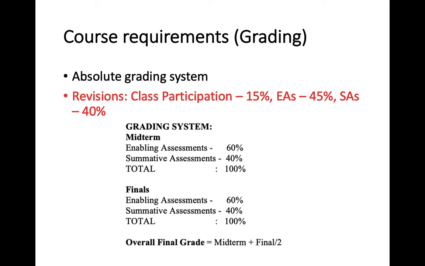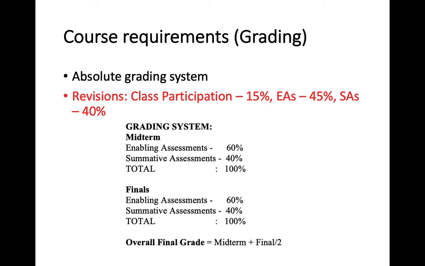For the current ruling, we have added class participation as a component of our grading system. So class participation is equivalent to 15% of your term grade. The enabling assessments are decreased to a percentage of 45, and summative assessments are still kept at 40%.